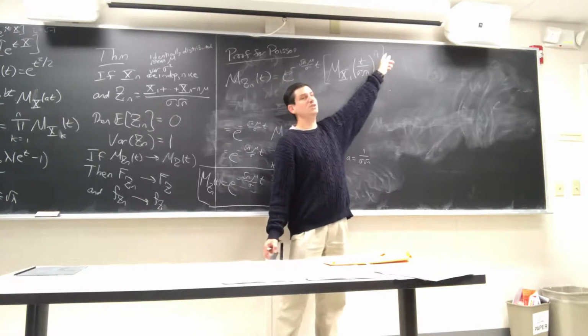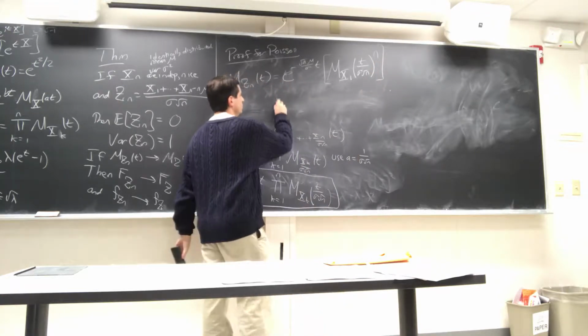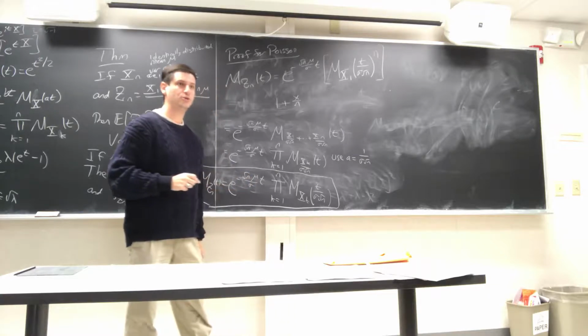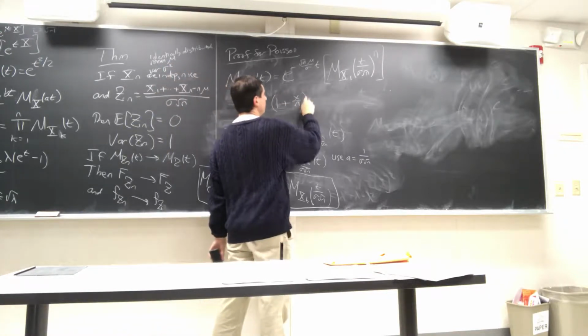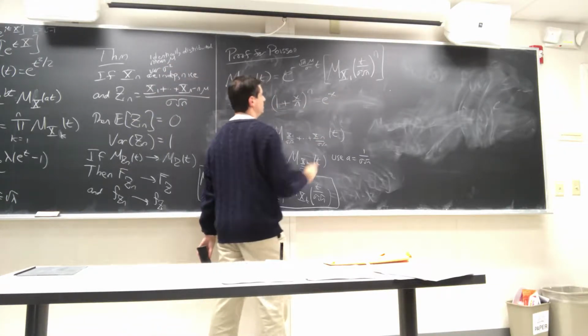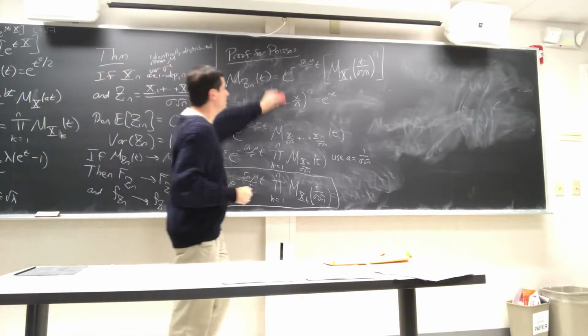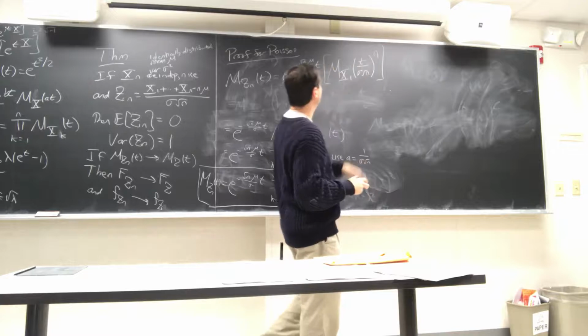But then we're raising it to a large power. So if I give you 1 plus x over n, that's very close to 1. But now if I raise that to the nth power, that's e to the x. And so we have to be careful. We have to take into account the fact that we're evaluating it at the nth power.